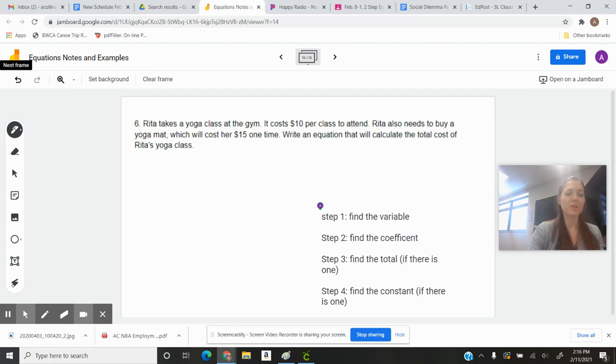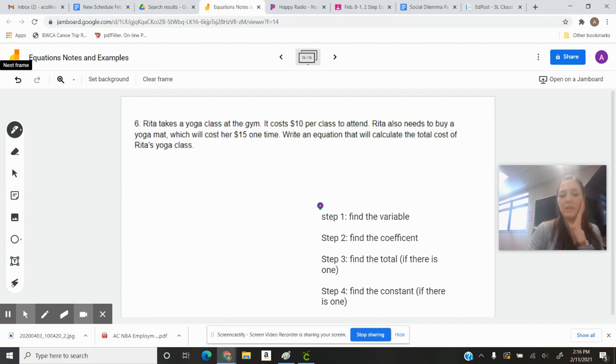So let's go ahead and read through it. Rita takes a yoga class at the gym. It costs $10 per class to attend. Rita also needs to buy a yoga mat, which will cost her $15 one time. So she doesn't have to buy it every single time she goes to yoga class. She'll buy it once, bring it with her every single time. So she's only paying $15 once. Okay.